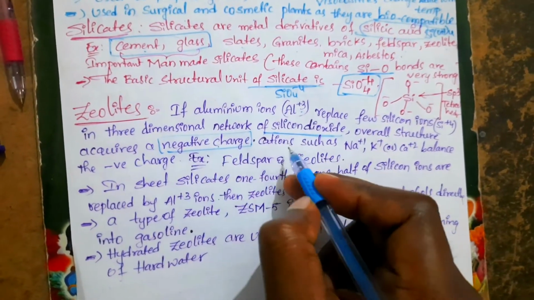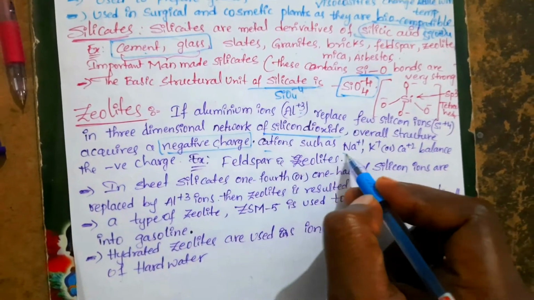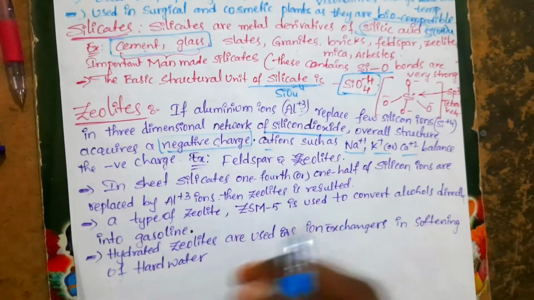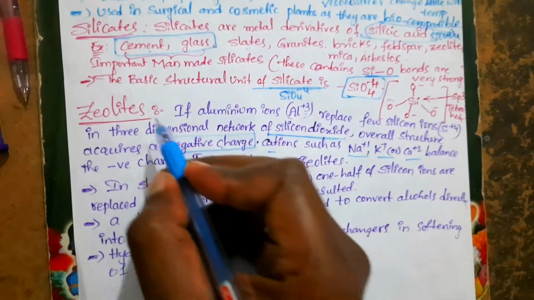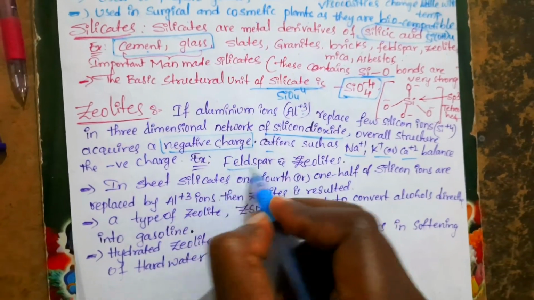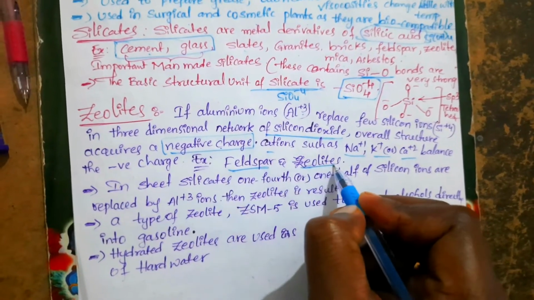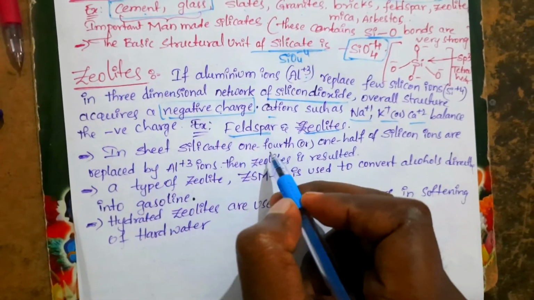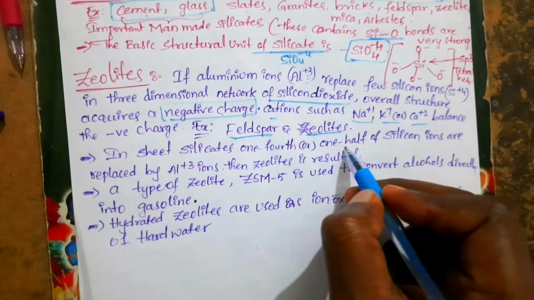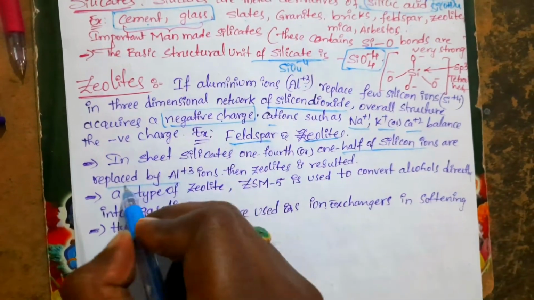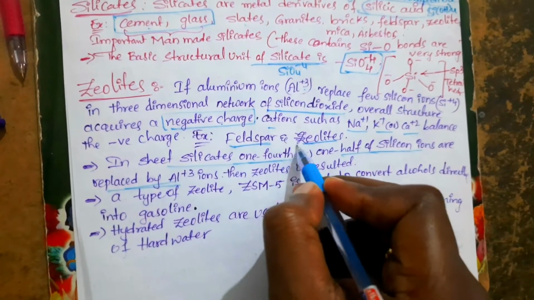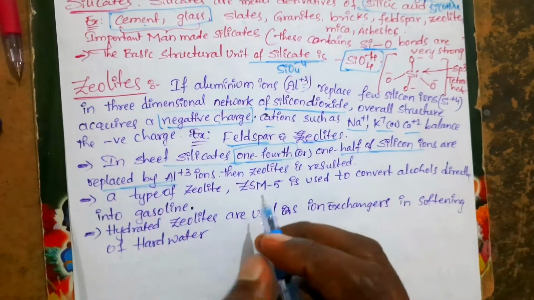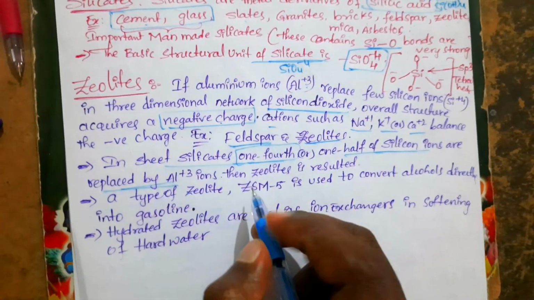That negative charge can be balanced by cations such as sodium, potassium, calcium ions. Then it forms the zeolites. What are the examples of zeolites? Feldspar, zeolite. You can take here in sheet silicates, where 1/4 or 1/2 of silicon ions are replaced by aluminum ions.